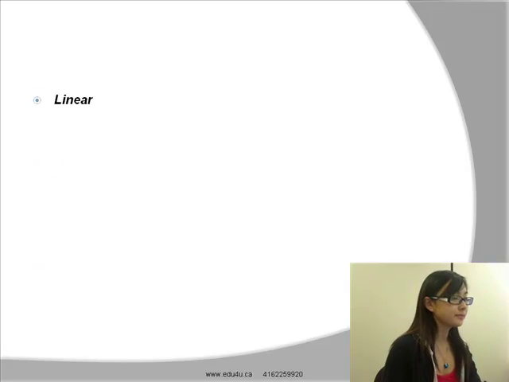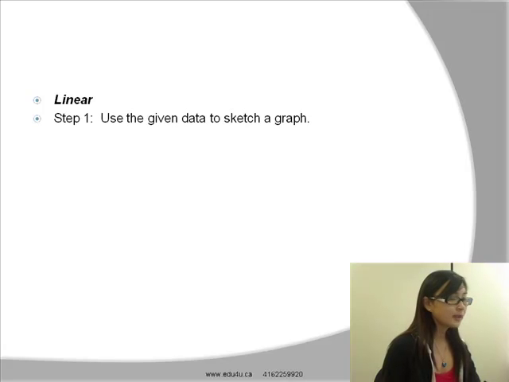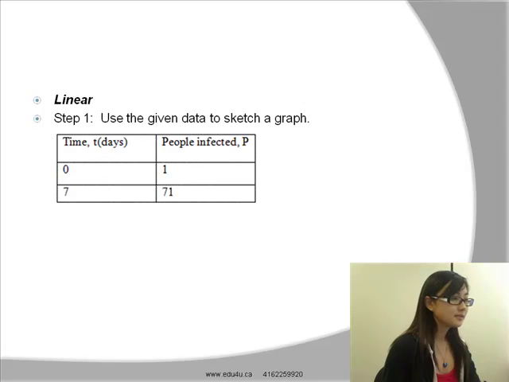First, we can try a linear model. In step 1, we have to state our given data. We know at day 0, only one person got infected. That was a person who went on the trip and got the virus. A week later, 70 additional people got it, so in total we have 71 people who are infected with the virus.